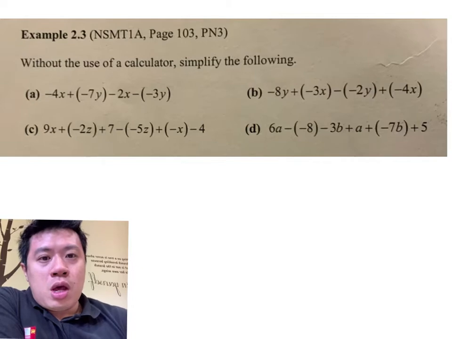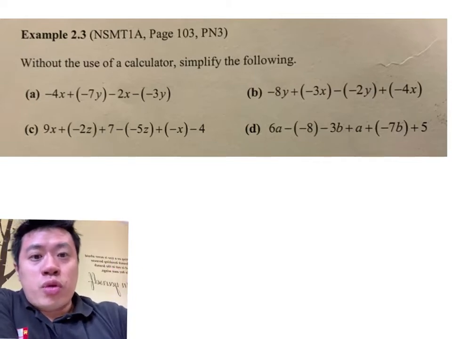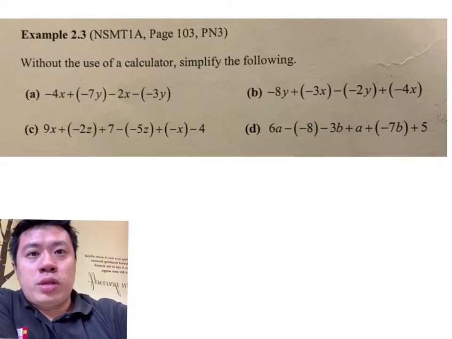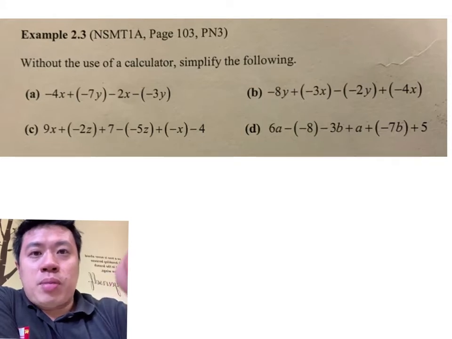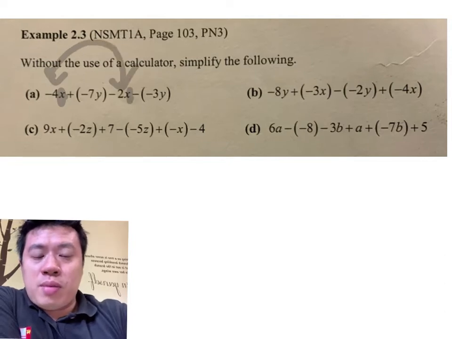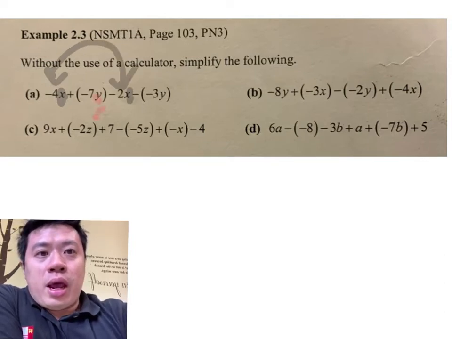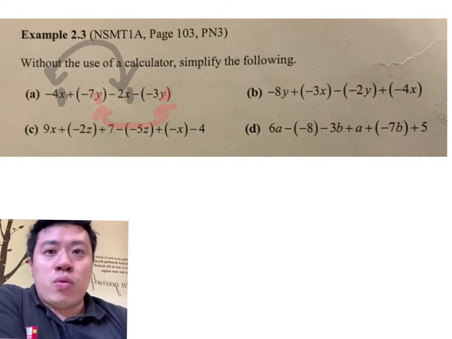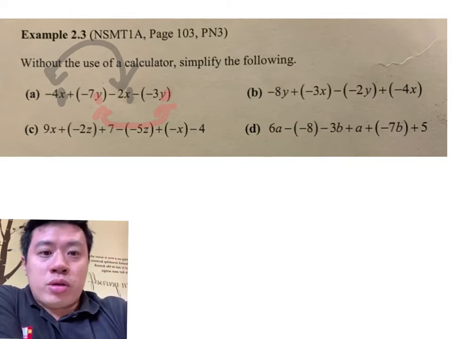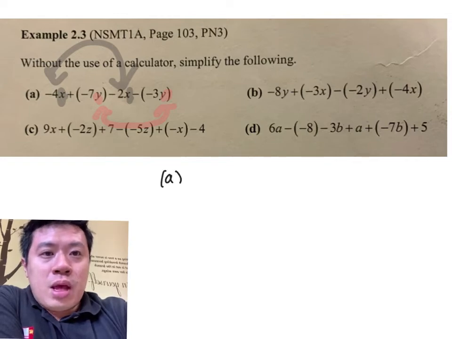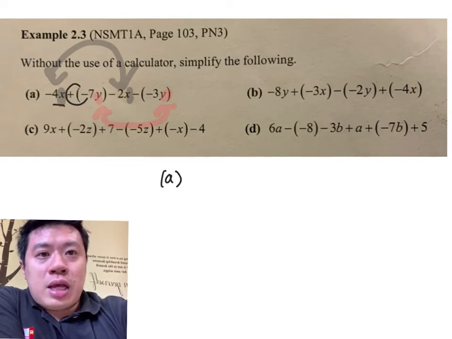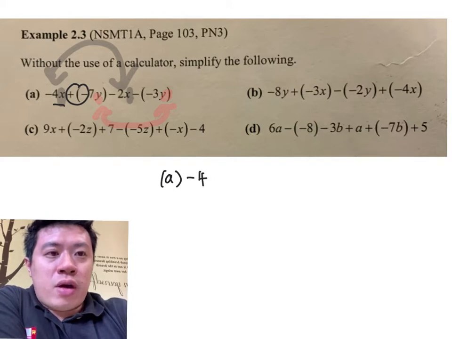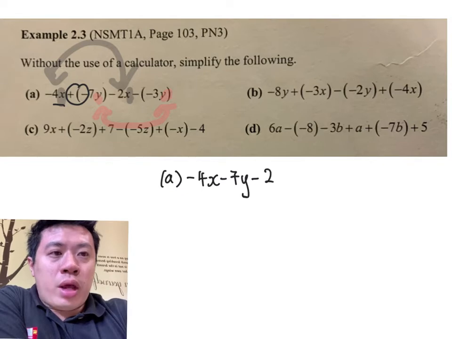What we try to do is first remove and simplify the brackets in our question. Let's look at A, for example. X and X can work together because they are alike. Y and Y can work together because they are alike. But to simplify them, we probably have to take away the brackets first. So negative 4x plus negative y is the same as negative 4x minus 7y minus 2x.